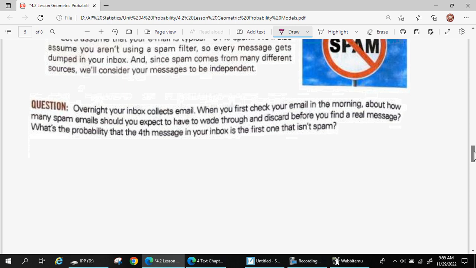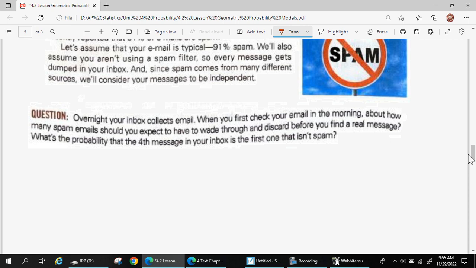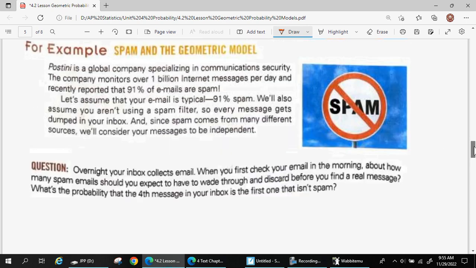And so we should define what success and failure are for these. In this case, I want to know how many emails we are looking to get to before we get our first legitimate real message. So first, let's talk about these being Bernoulli trials. It is, because when I look at an email, there's only two options. It could be spam or it could be a real message. It looks like we have an established probability based on previous knowledge that 91% of messages are spam. That means 9% of messages are good, important messages we need to see.